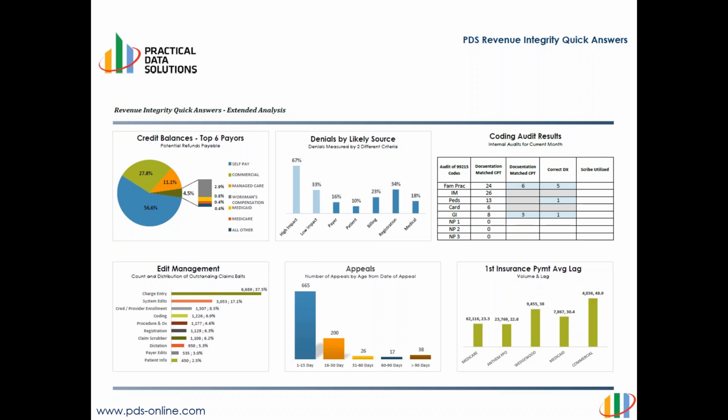And then a huge area is looking at denials. And we looked here at denials by likely source because we wanted to see why are we getting so many denials, causing a number of appeals, as you can see there below in the center. This took some digging. It's not information that's readily available, but it's important information to look at.